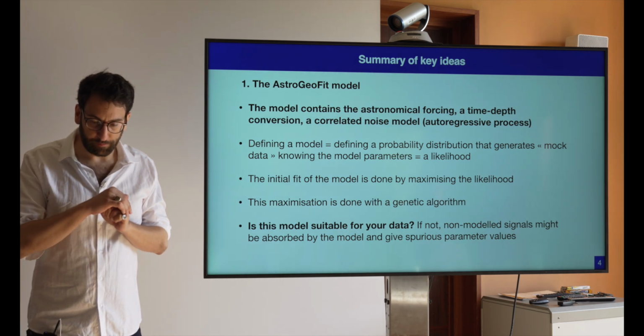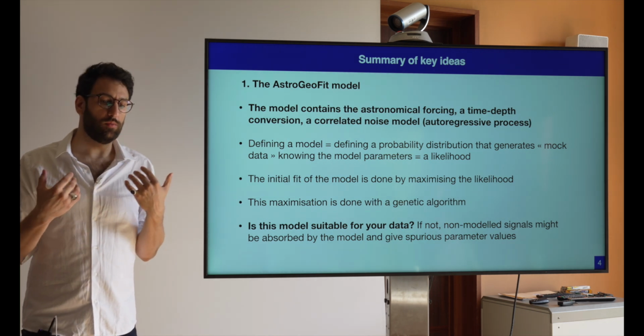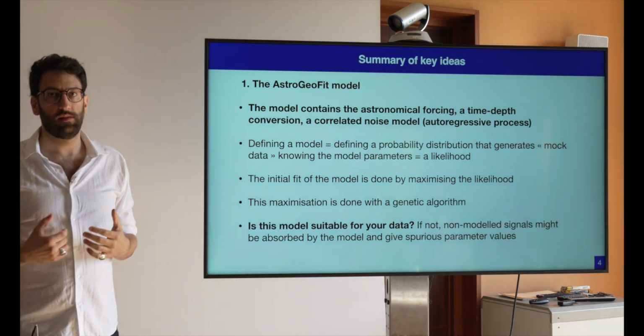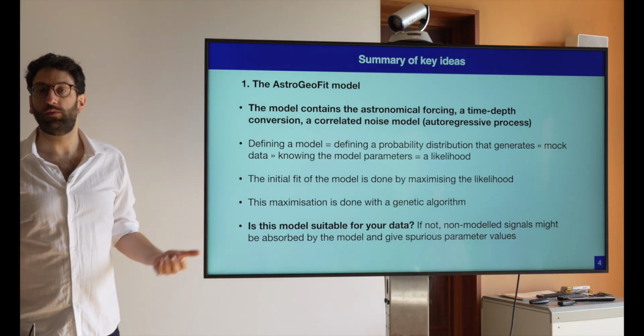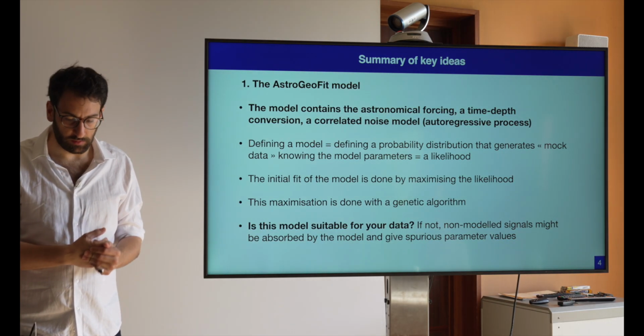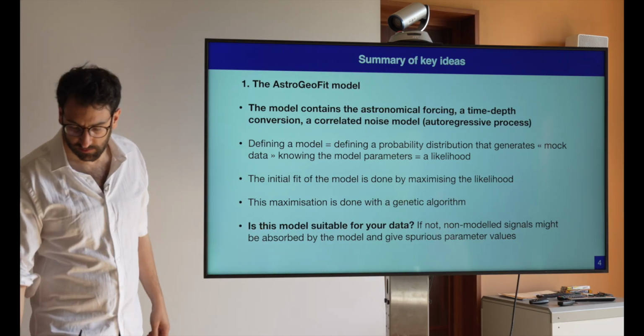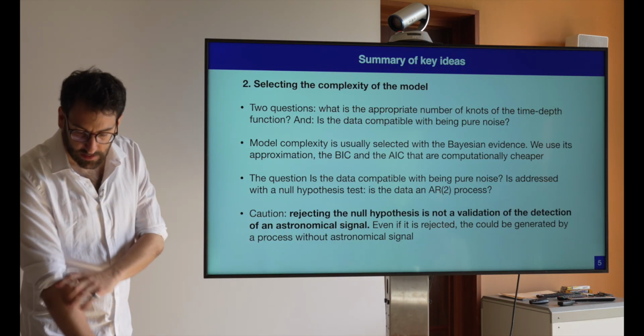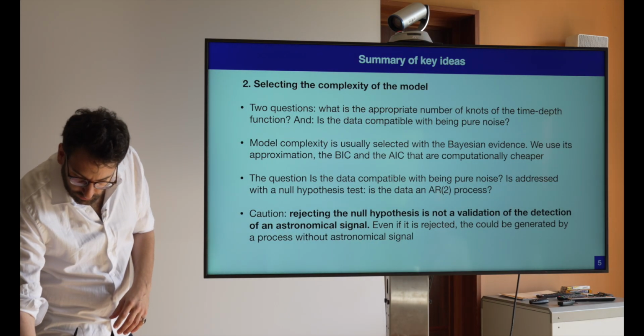Also, I want to stress that this model, although pretty robust, is imperfect and not completely general, so you always need to ask if it's suitable for your data.